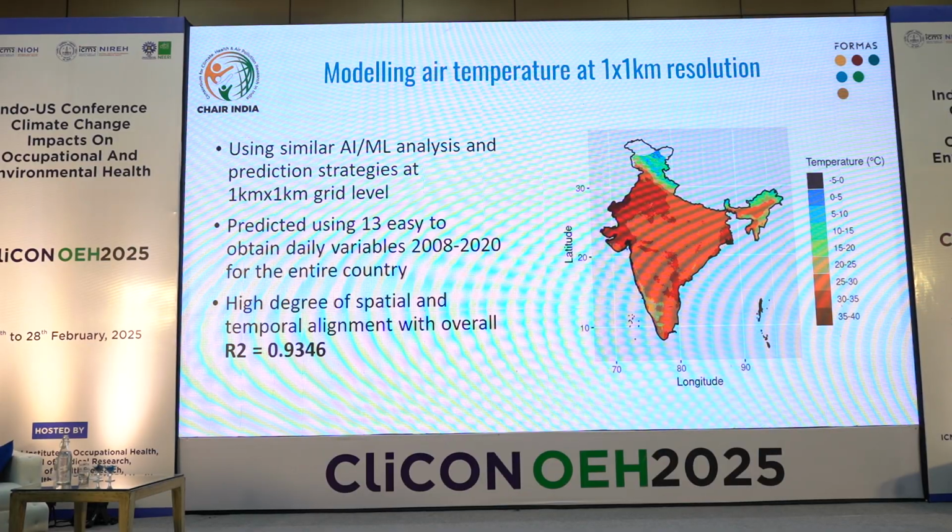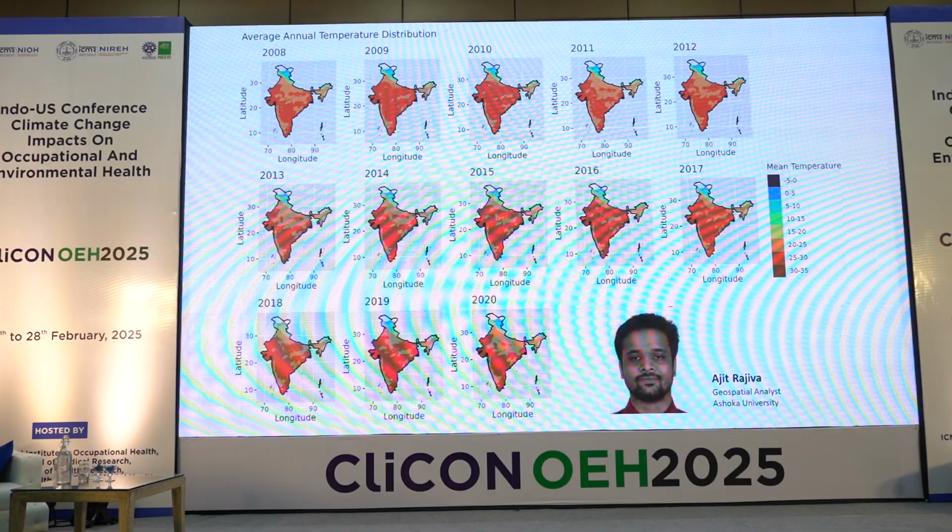So this we did for 1 kilometer into 1 kilometer resolution, and now we are working on 100 meter into 100 meter, which I don't think is really important for temperature. For air pollution it may be important, but for temperature, even a 1 kilometer grid is important. We are using 13 easy to obtain daily variables for the entire country, and this has got an overall R square correlation coefficient of almost 0.94, which is excellent.